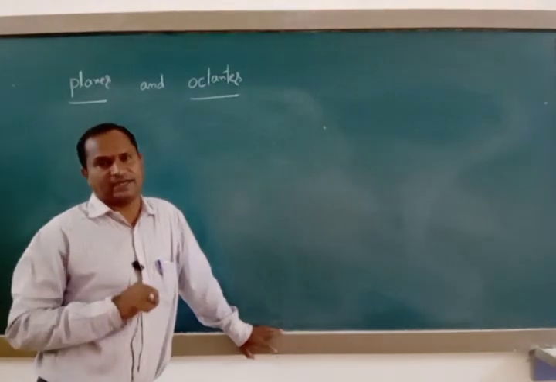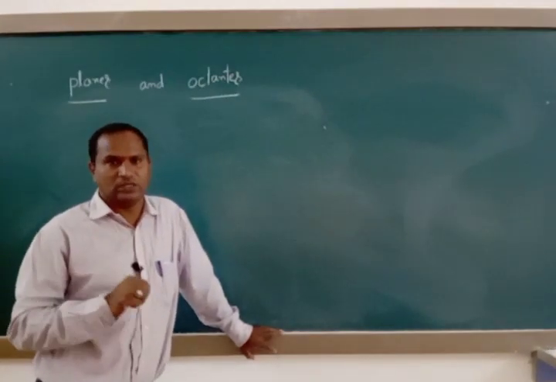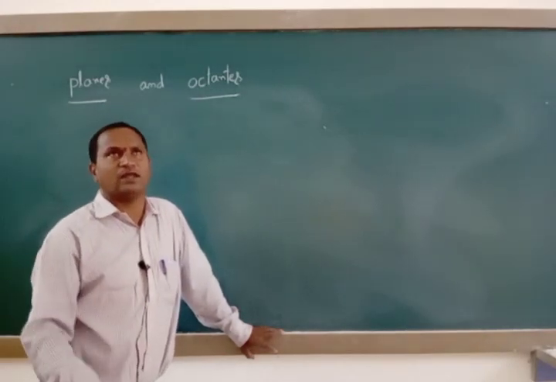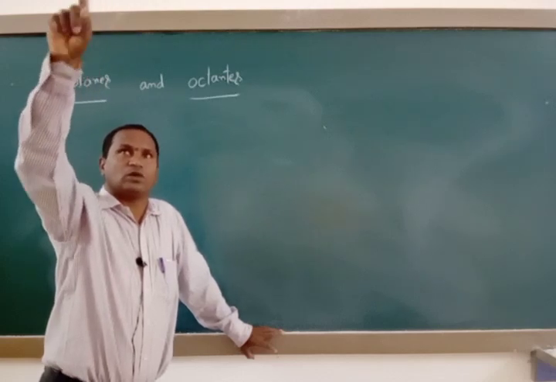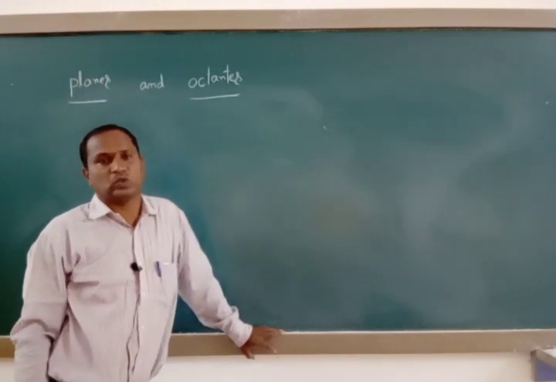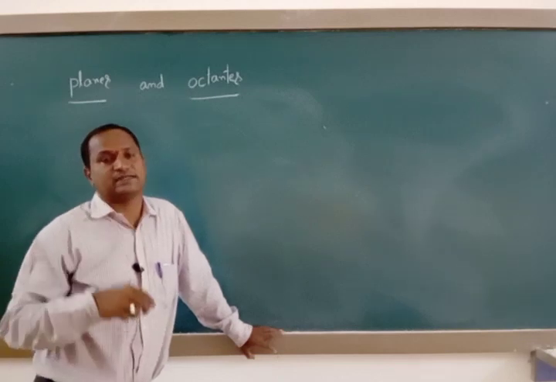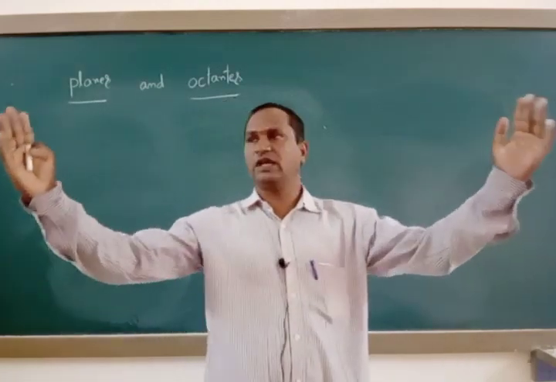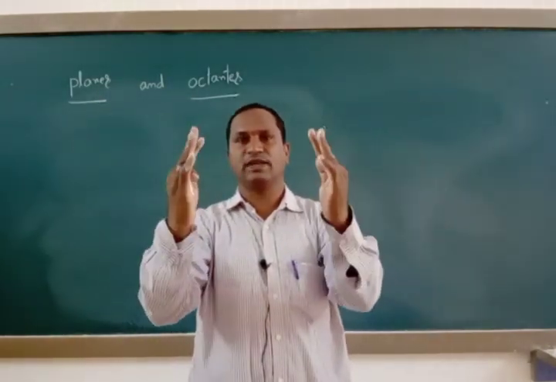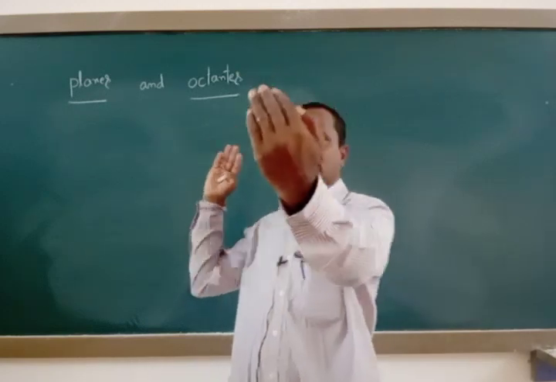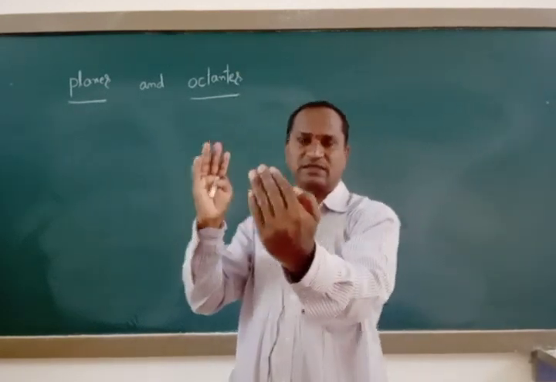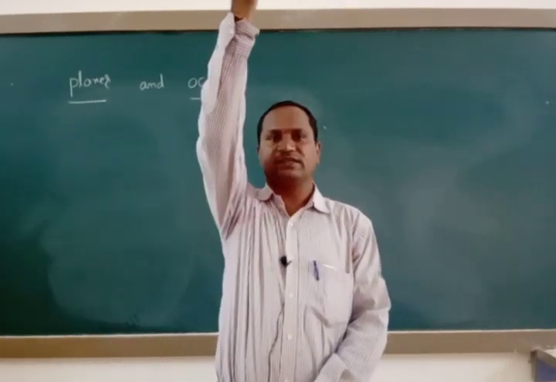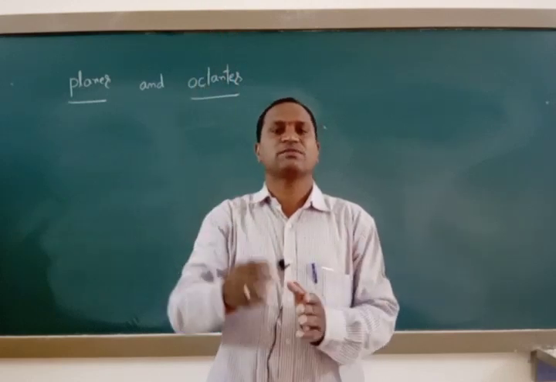planes and 8 octants. For example, in one single room there are 4 walls, and the floor is also one plane, and the upper part is also one plane. Like that we get 6 planes in total. Of the 4 walls, two opposite walls, one wall and the other wall, are two planes. The other 2 walls, opposite to each other, are also 2 planes. The floor is one plane, and the upside is also one plane. Totally we get 6 planes here.